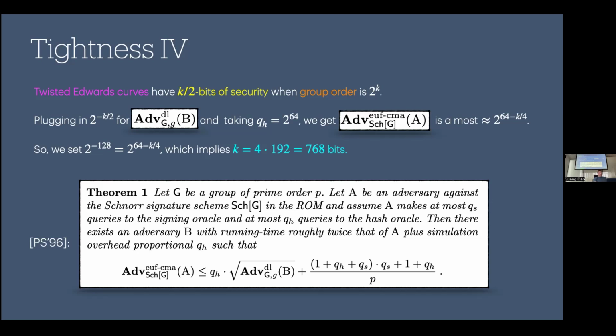Okay. So this square root, we don't really cover it in the talk because it's not relevant for our new stuff, but it's due to this fork. Pointcheval and Stern introduced this forking lemma, which was very influential in a lot of subsequent work, and it has this square root term, which really kills the concrete security.